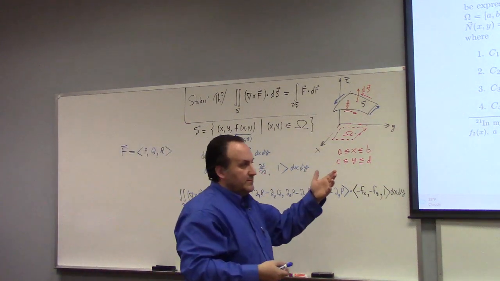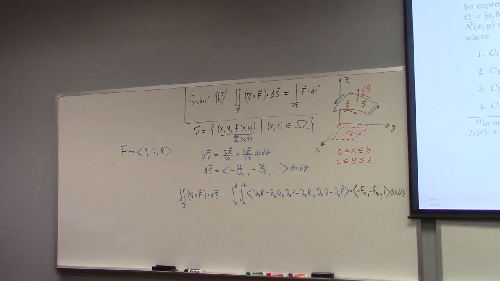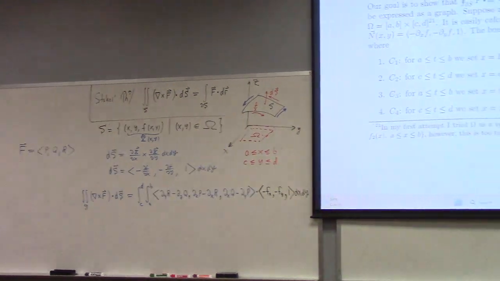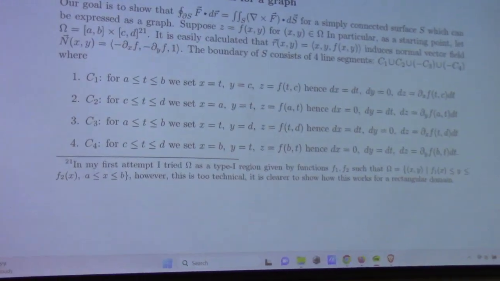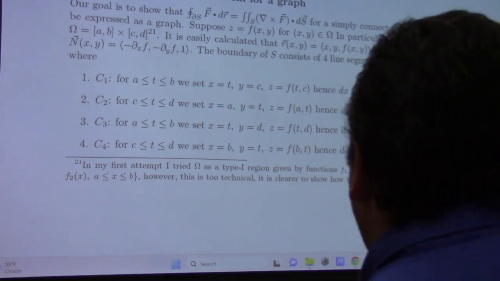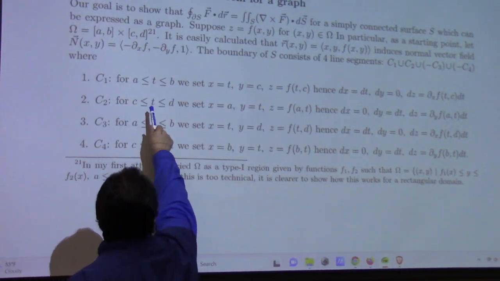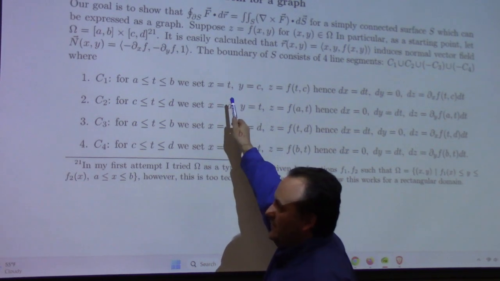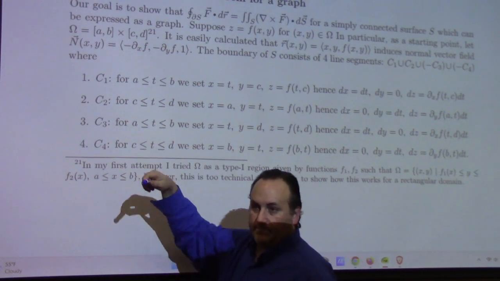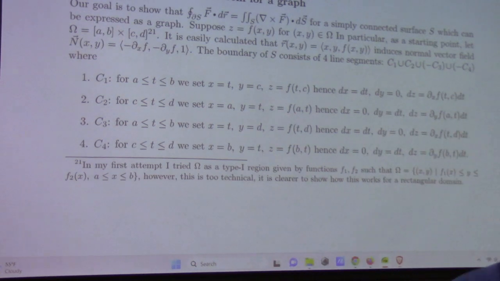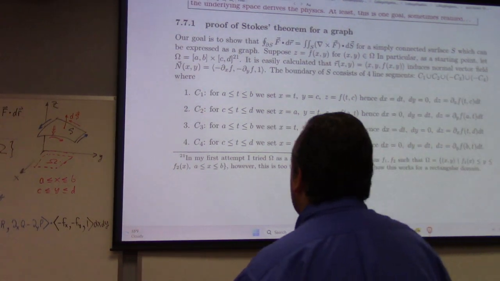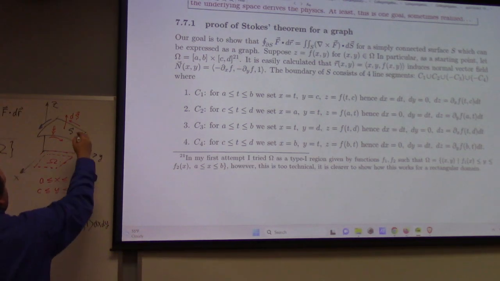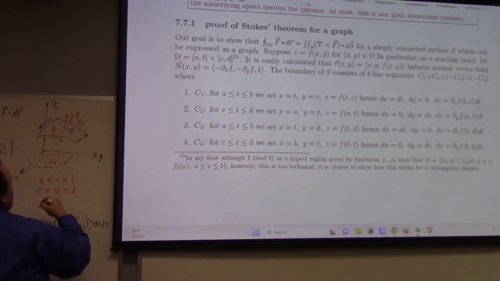Here's the details right here, right? Since I took so much of class time for your quiz, I don't think I'll have quite enough time to write all this out, but we can look at it together and understand it maybe. So C1, we have x equals t, y equals c. Where's C1 in my picture? Over there, next to the x-axis. Yeah, this guy back here would be C1, right?